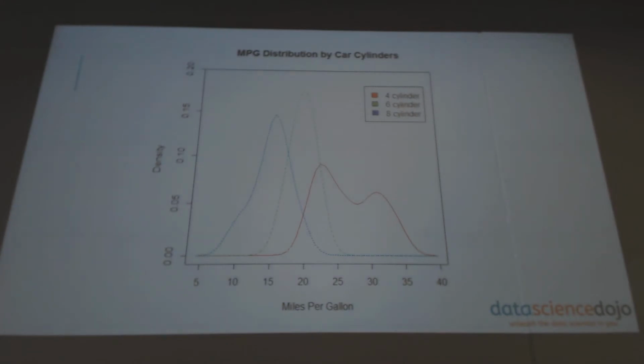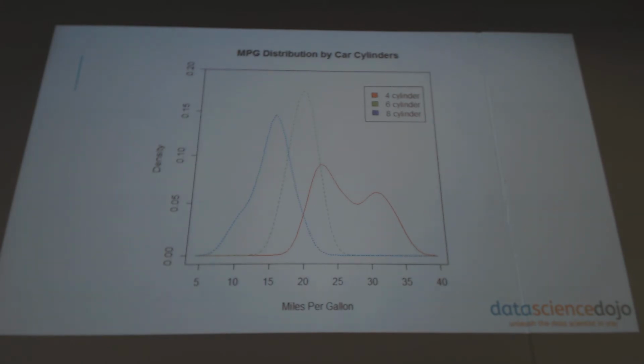Okay. Any insights here? Does the number of cylinders have any impact based on the distribution here? So what this blue density plot tells me is that for 8-cylinder cars, 15 miles per gallon is the most likely mileage that you will get out of an 8-cylinder car. Then you have a 6-cylinder car, and 20 miles per gallon is the most common mileage that you would get.